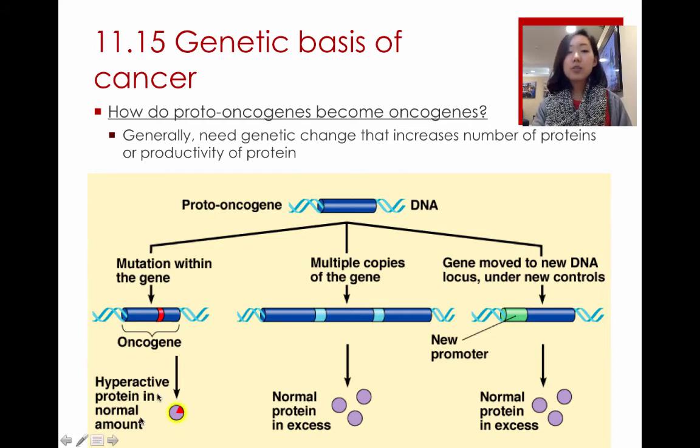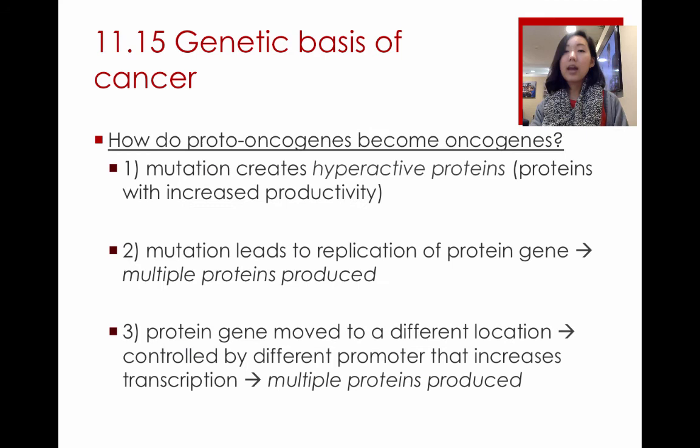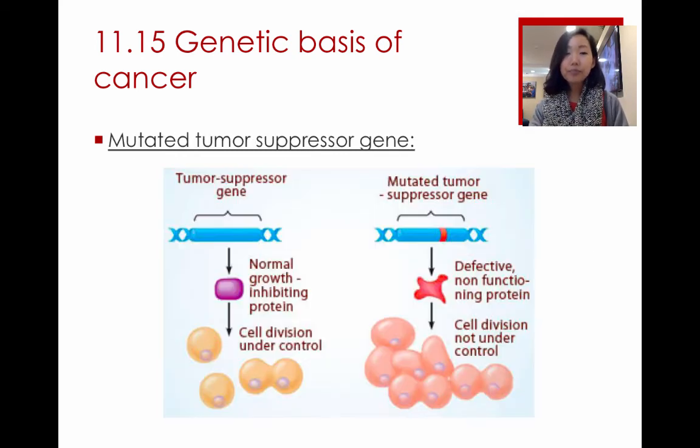So this first mutation changes the protein itself and makes the protein more productive. These last two mutations produce the same protein, but in vastly increased quantities. And this is exactly what we just talked about, but written down. So if you want to write this down, you can pause the video and write these 3 different mutations down.